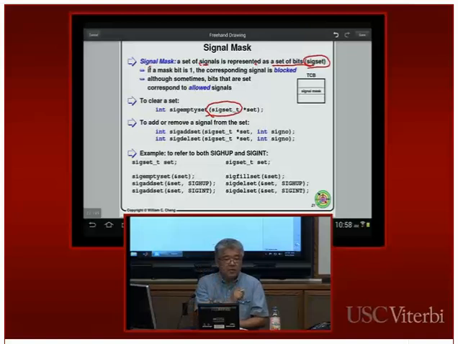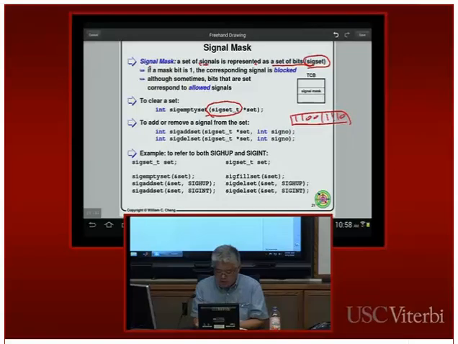We're going to use every bit to represent one of the signals. So this is basically a bit pattern. You've got a bunch of 1s and 0s, like 1100, 11110, something like that. Some people will call this a signal mask. Some people call it a signal set.